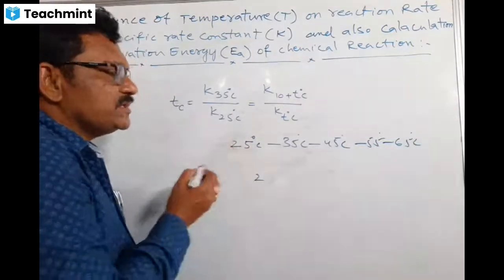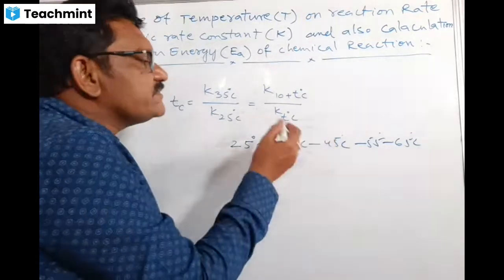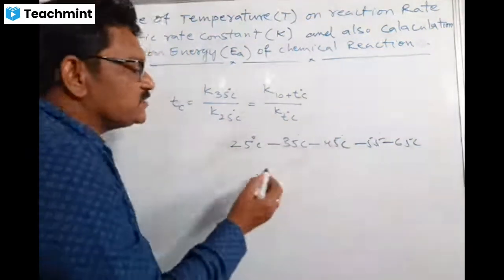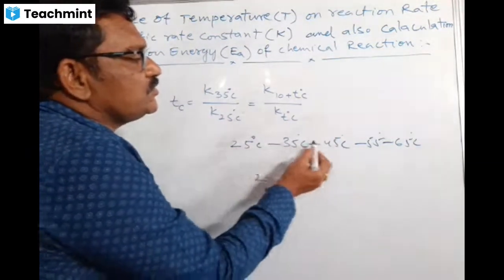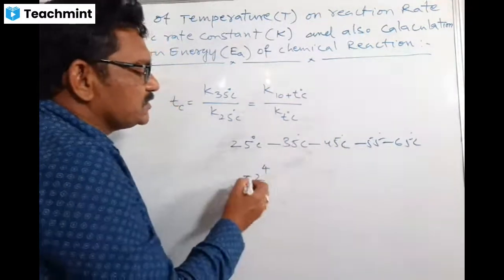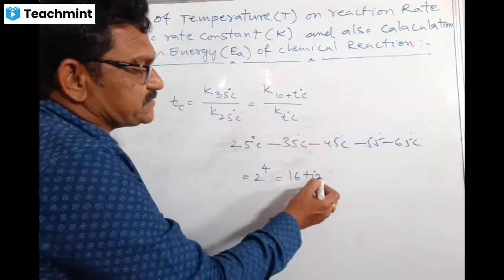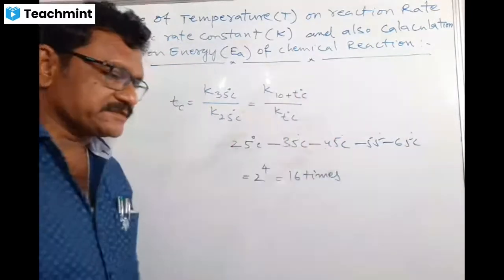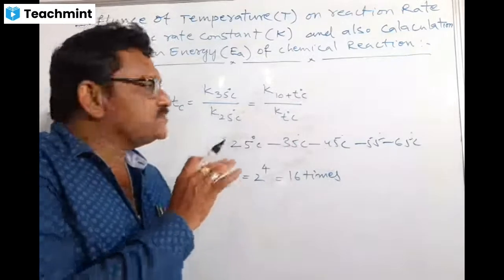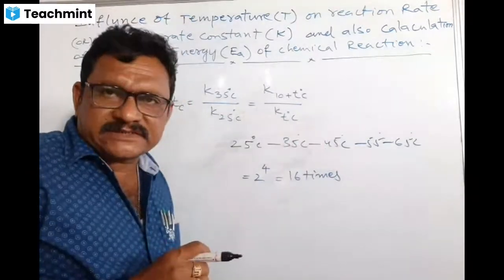For example, take 2. For every 10-degree rise of temperature, the rate of reaction doubles. That means here 2, 2, 2, 2, that is 2 power 4. So how many times does the rate of reaction increase? Here 16 times. So this relation you have to remember. This is useful for studying the rate of chemical reactions.